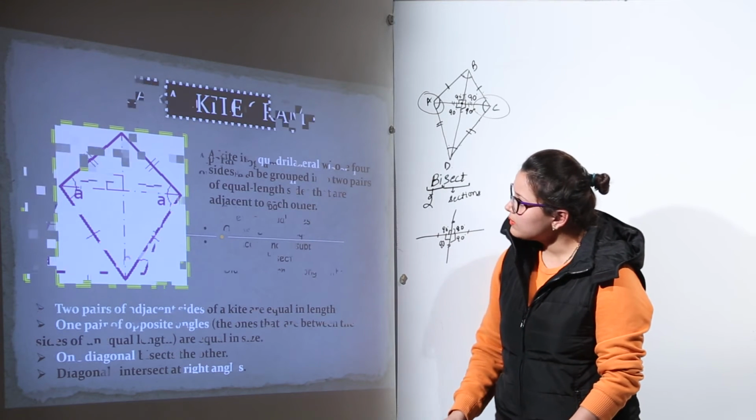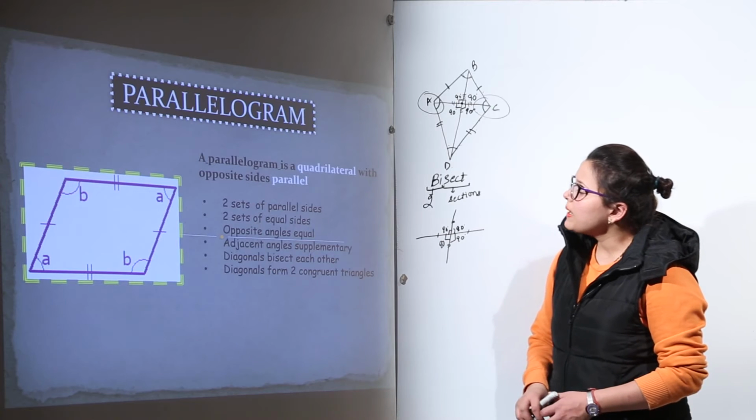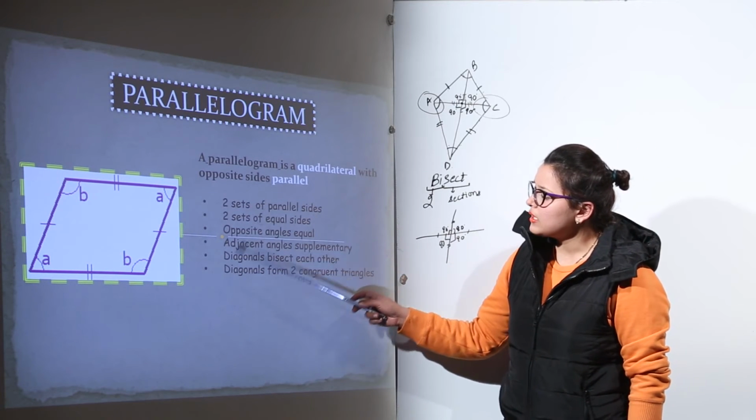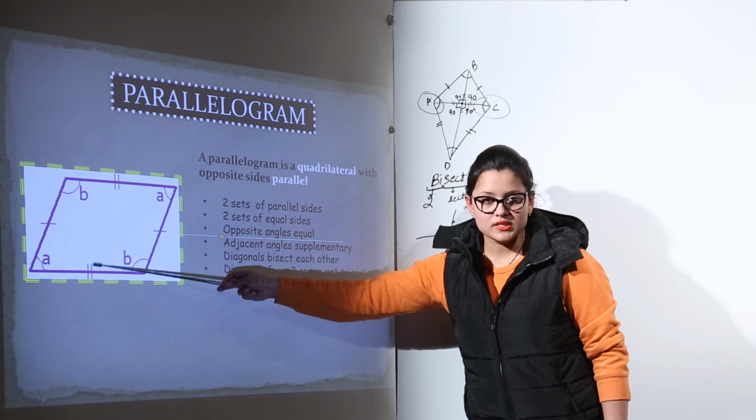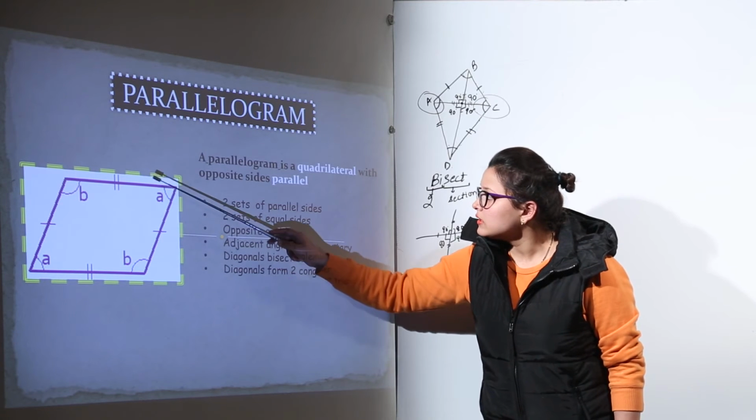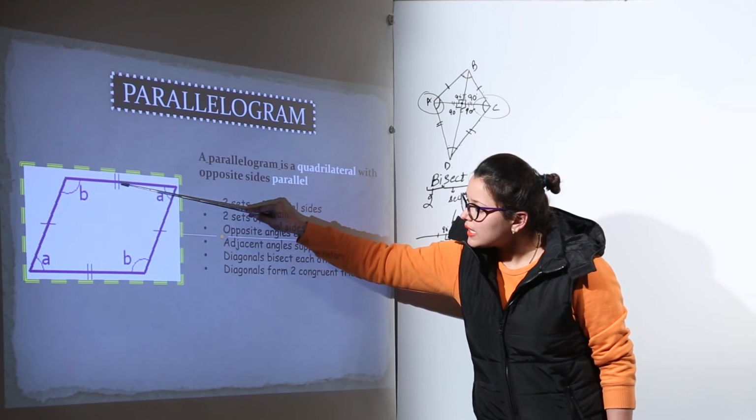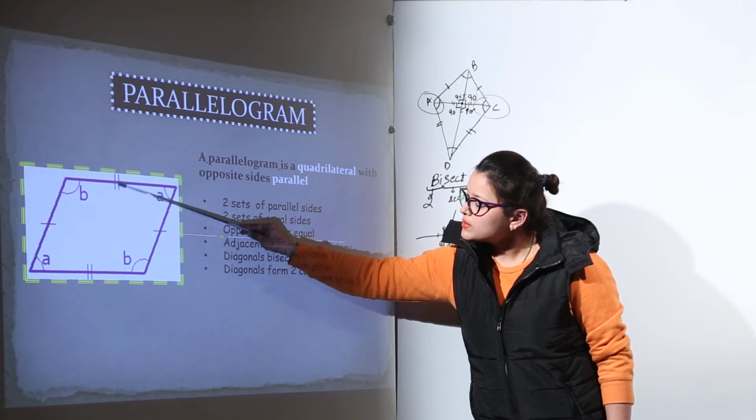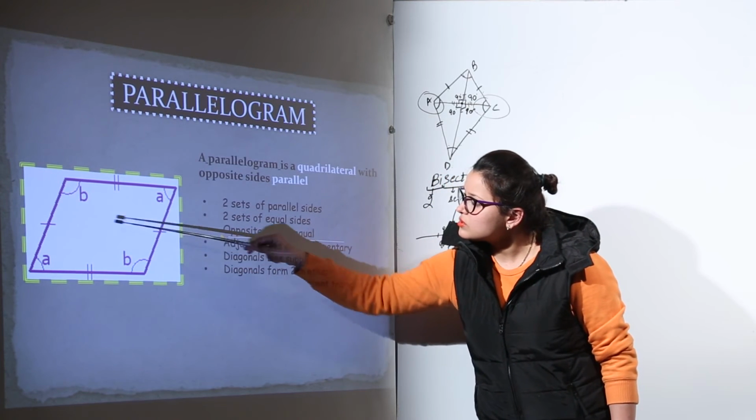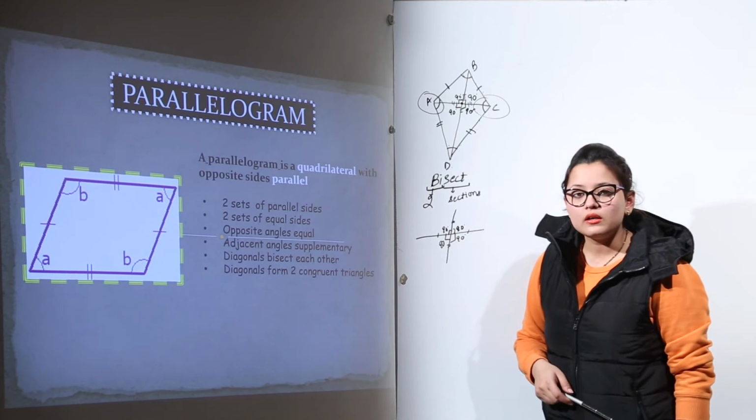Now next would be the parallelogram. Now parallelogram is a quadrilateral with opposite sides parallel. Now we can see it also has four sides. Now this has four sides, but the condition is the opposite sides, that is this one side is opposite to this side. The opposite sides are parallel to each other. You can see the other two sides also. These two sides are coming parallel to each other.